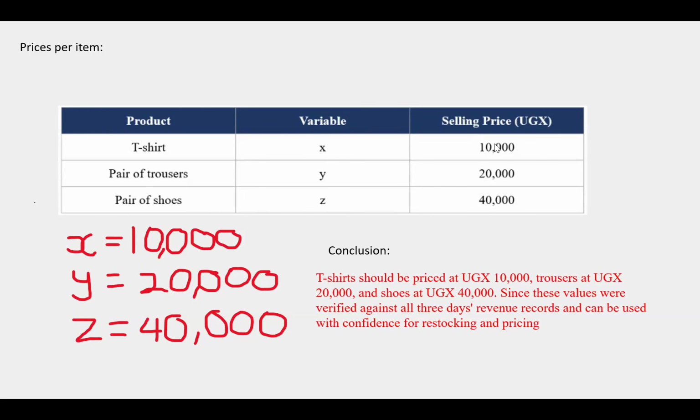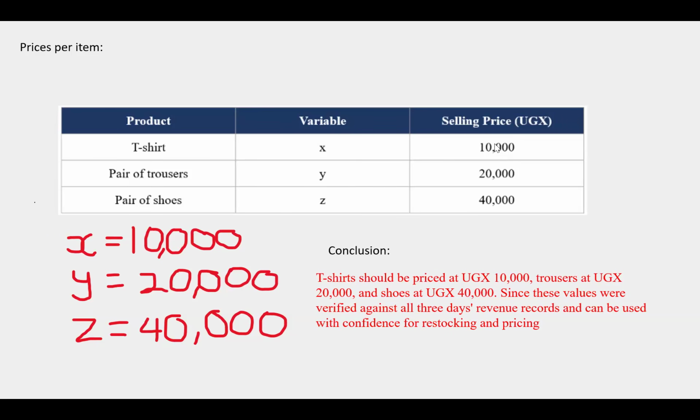So now our price of a t-shirt is 10,000 Uganda shillings. The selling price of a pair of trousers now is 20,000 Uganda shillings, and the selling price of a pair of shoes now will be 40,000 Uganda shillings.